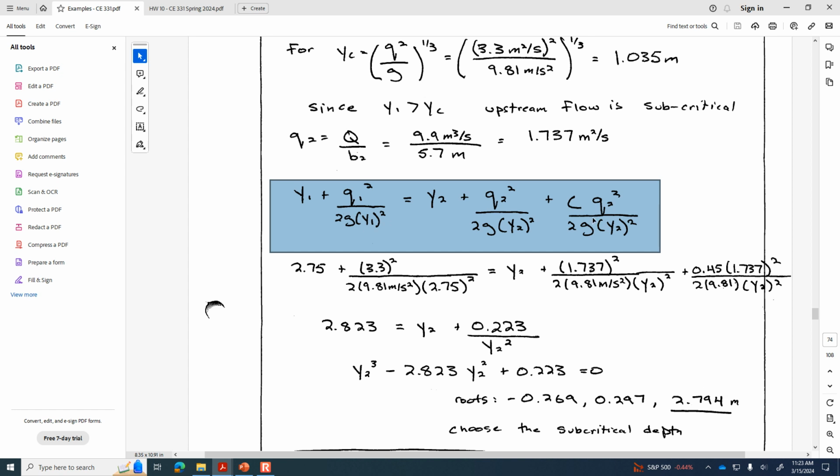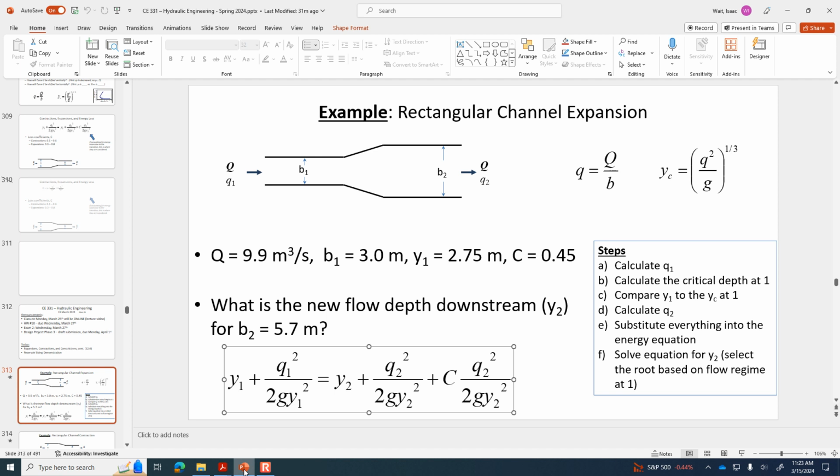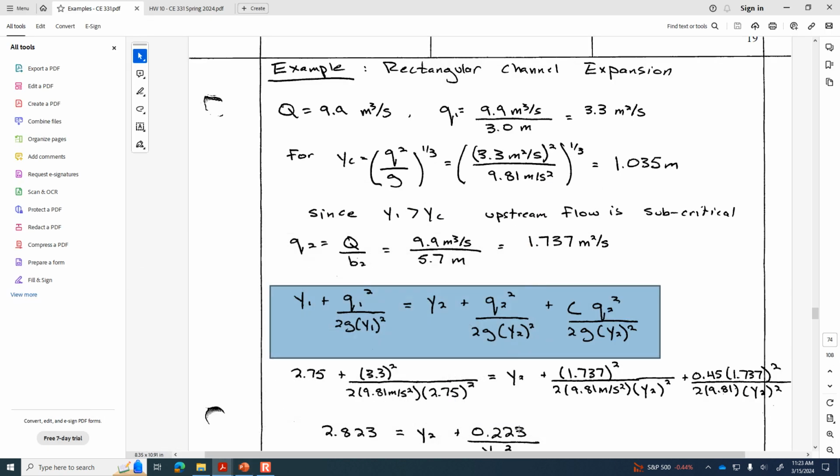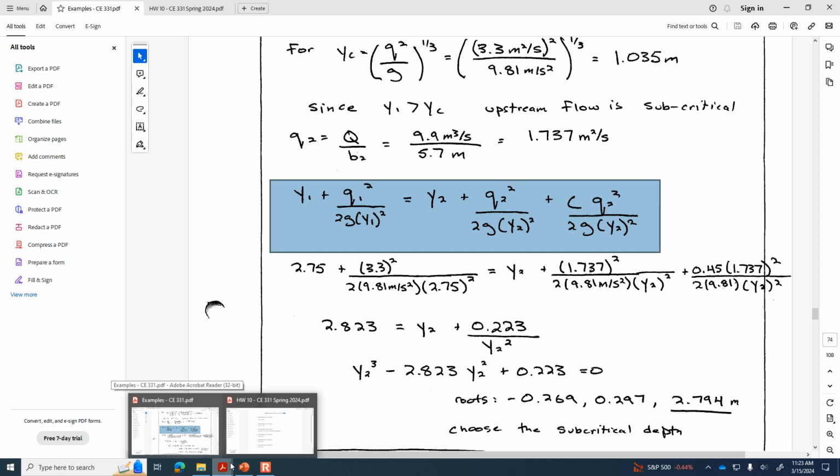So what was the original depth? The original depth upstream, 2.75. And it's going to 2.79. So that's a pretty subtle shift. Oftentimes the increase in depth would be larger, except that we're losing a fair amount of specific energy because of that expansion coefficient of 0.45.